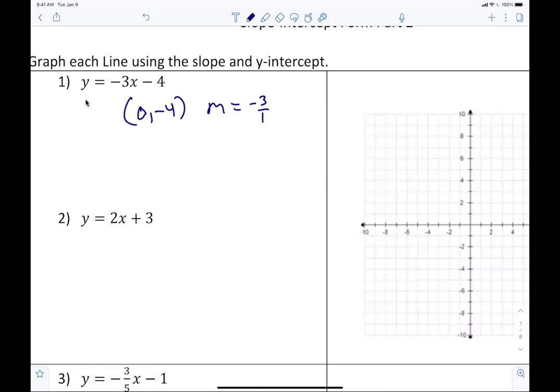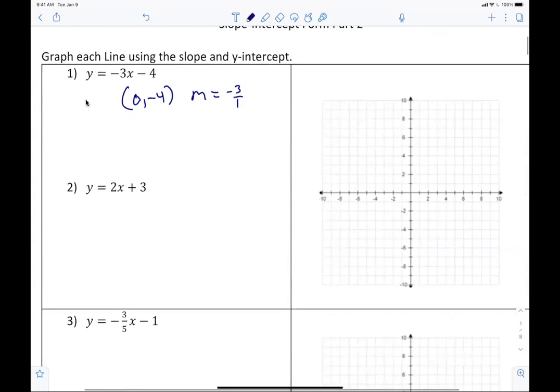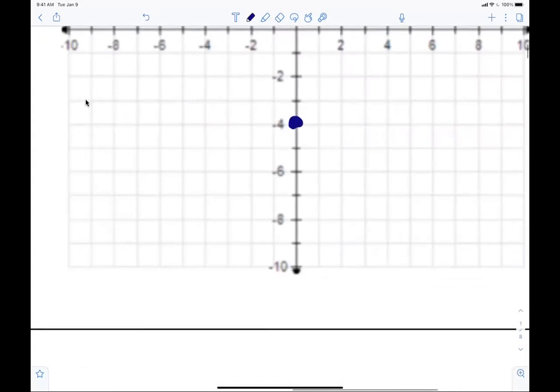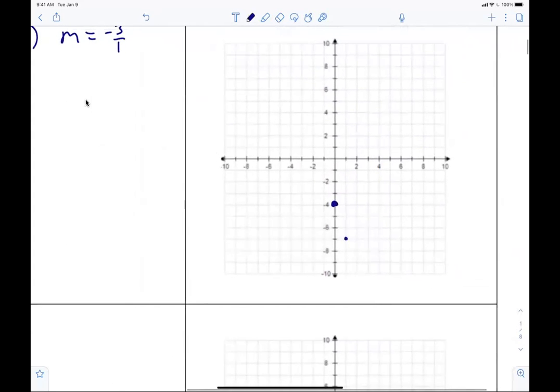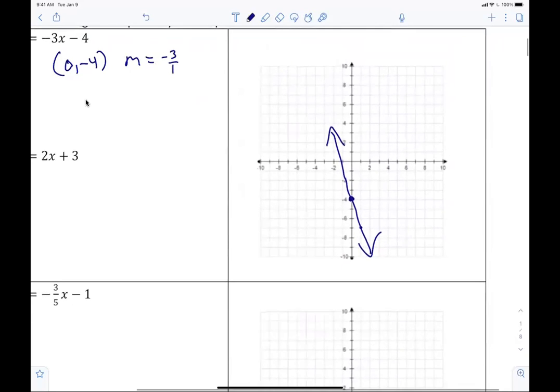So you go 0 right and left and then down 4. Down 4, perfect. Then what? And then you go to the left 3... Stop. Someone help him. What do we do? Go down 3 and then go right. Yes, down 3 and right 1. Down 3, right 1. And then you're going to draw the line. Anybody have any issues with that?